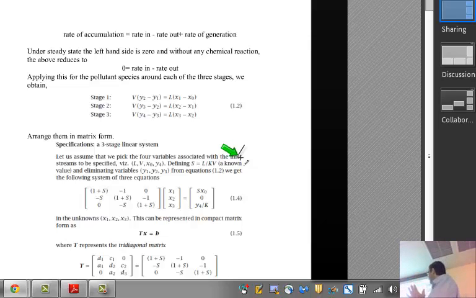What do you see in terms of the structure? There are elements on the diagonal, and one row above the diagonal and one row below the diagonal.